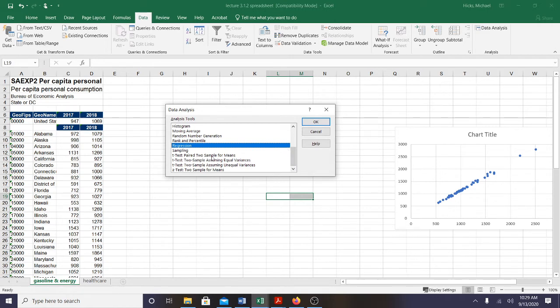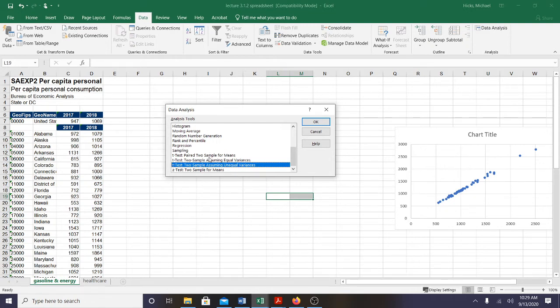We're going to assume in this case that there are equal variances. We have a choice of a paired two sample for means, a two sample assuming equal variances, and a two sample assuming unequal variances.